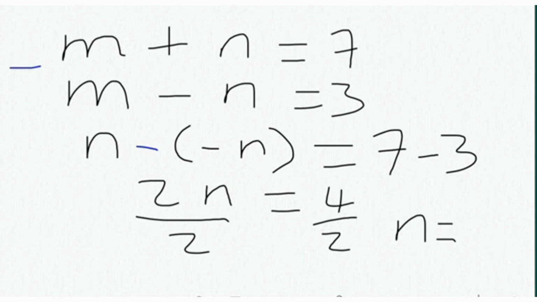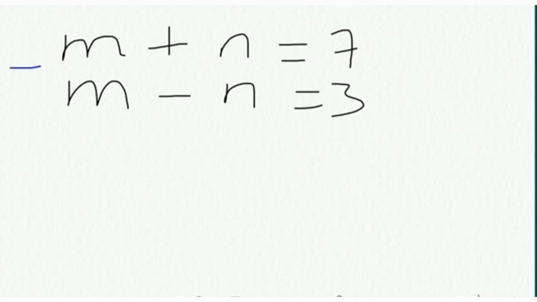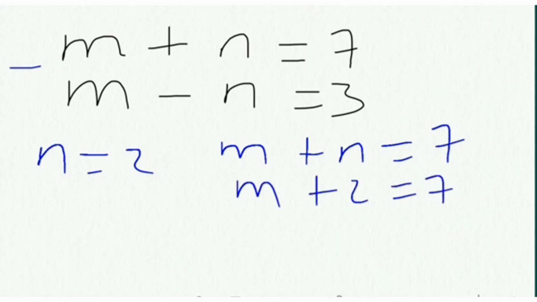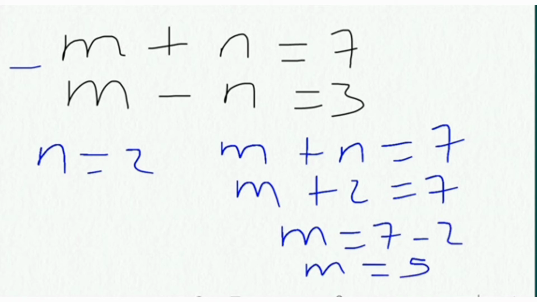Let's do that. Since the value of n is equal to 2, let's substitute the value of n in one of the equations. Let's say we want to use the first equation. m plus n is equal to 7. m plus 2 is equal to 7. And then m is equal to 7 minus 2. m is equal to 5.